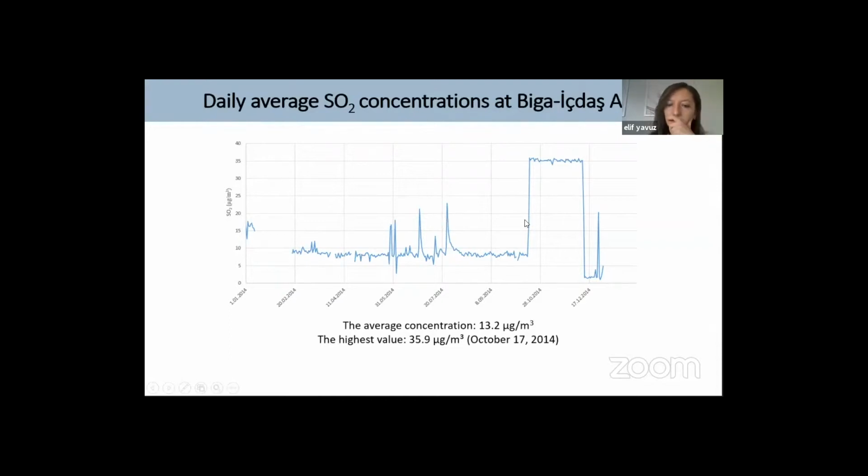And the value is 35.9 microgram per cubic meter. The reason for increased concentration is thought to be the southwesterly prevailing wind that can carry the emissions from the Çanakkale city center.